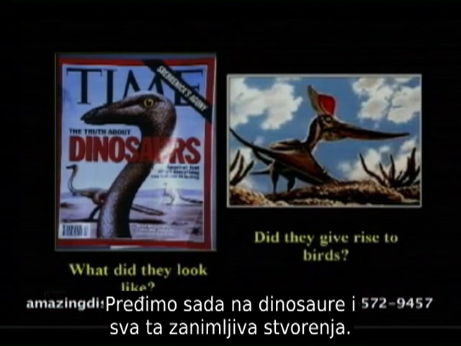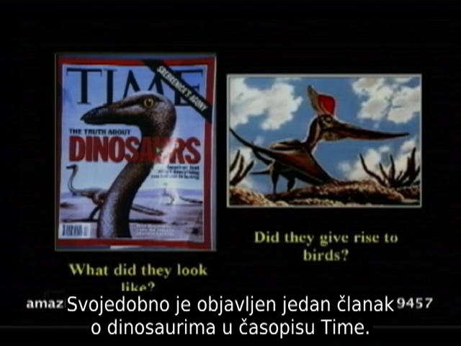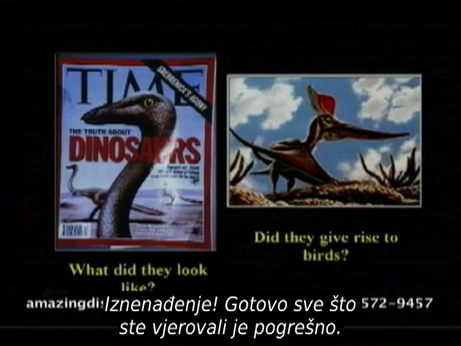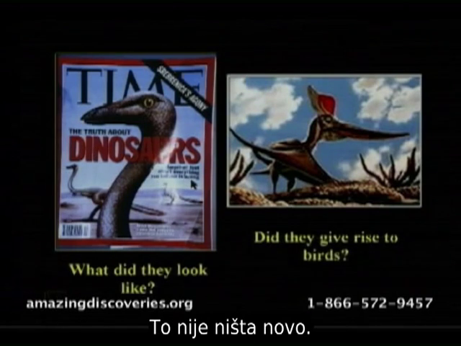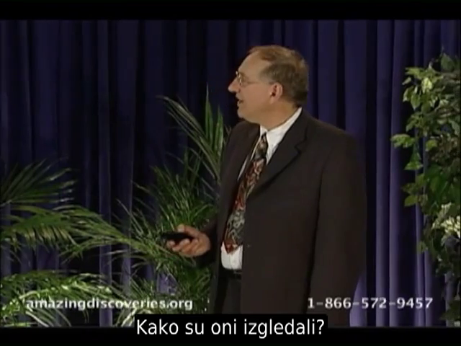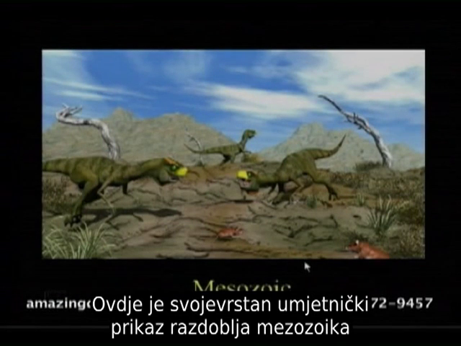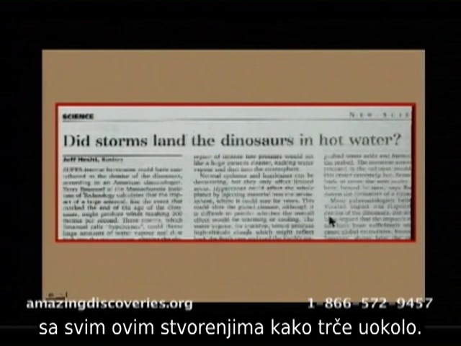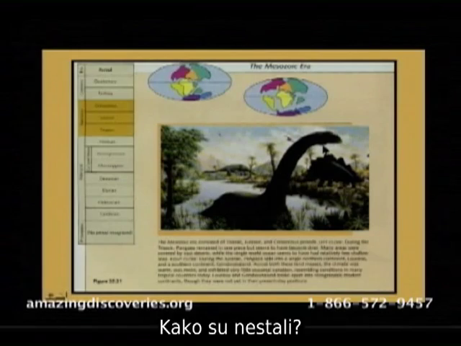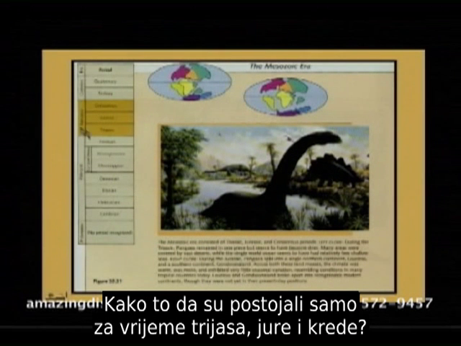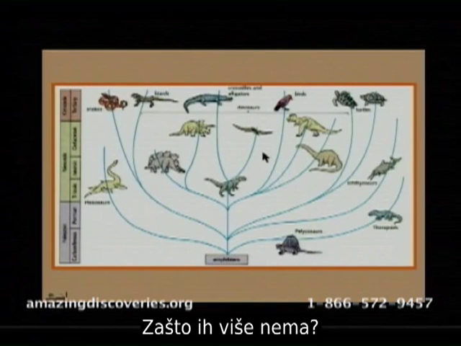So now let's go to the dinosaurs and all these interesting creatures. Well, here was an article in Time magazine about dinosaurs. Surprise, just about everything you believe is wrong. Well, that's nothing new. What did they look like? What were they? Did they give rise to birds, as is being told in the world today? Here's a sort of artist's impression of the Mesozoic period with all these creatures running around. Did they die in hot water? How did they die? Why did they only exist here in the Triassic, Jurassic, and Cretaceous? Why are they gone now?